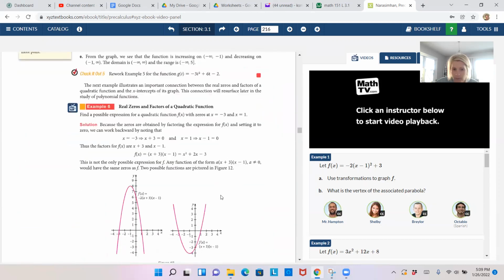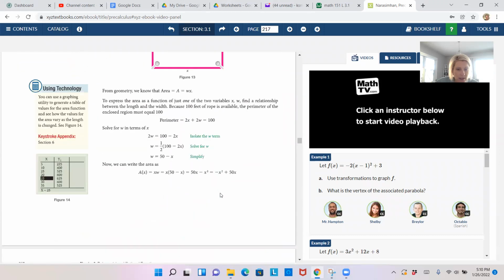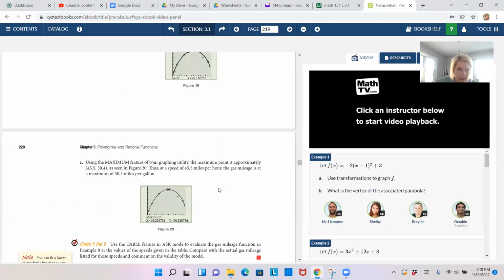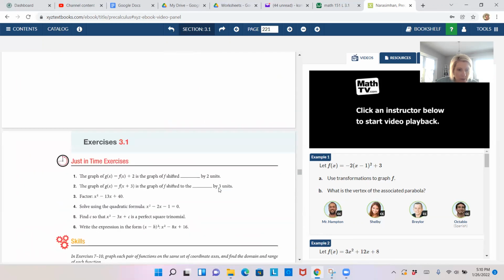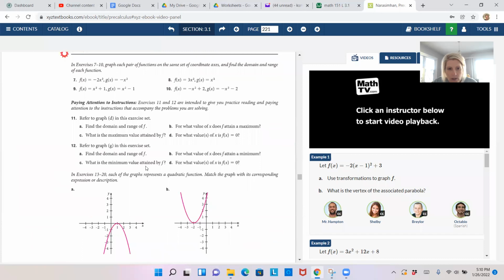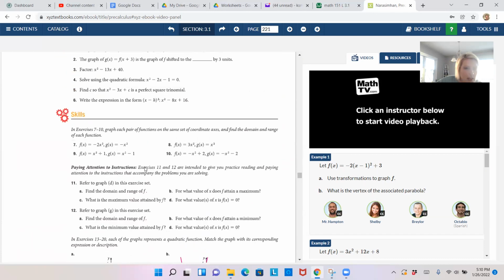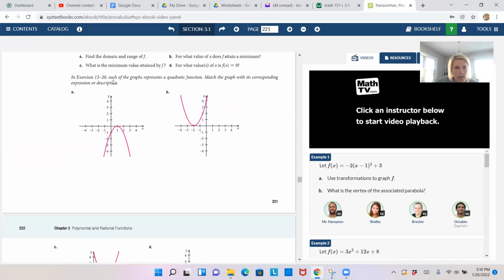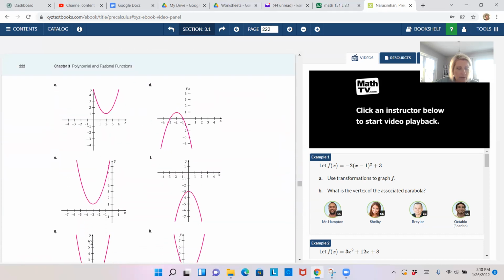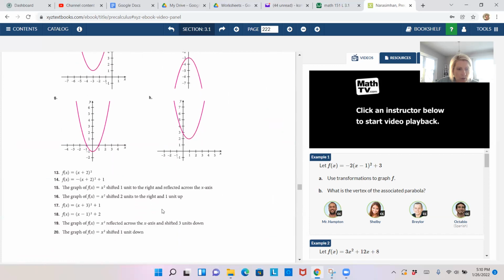I'm going to go to the first set of problems because we're going to look at some graphs, and it's easier to show you the graph of what I'm discussing. The graphs start on the bottom of page 221 in your book. And we're going to start here. It says 13 through 20. Each of the graphs represents a quadratic function. Match the graph with its corresponding expression or description. So our choices are A, B, C, D, E, F, G, and H, and we're trying to match those.